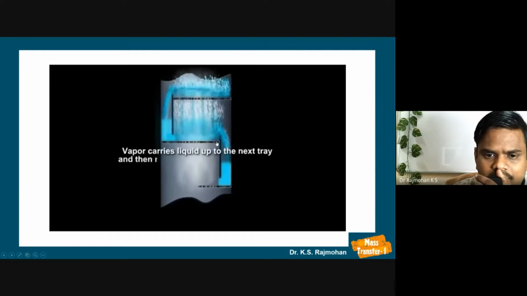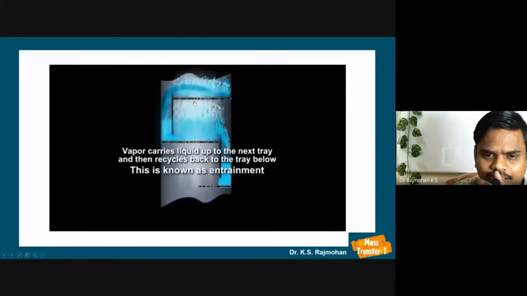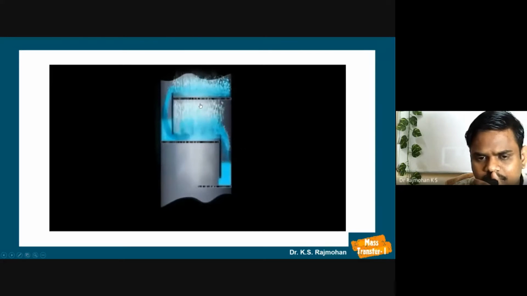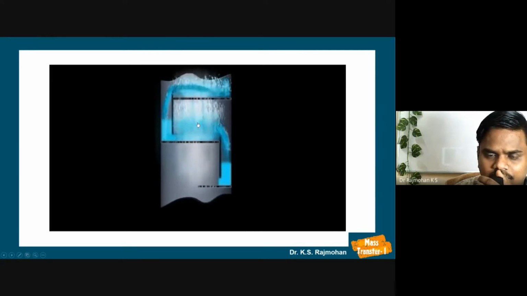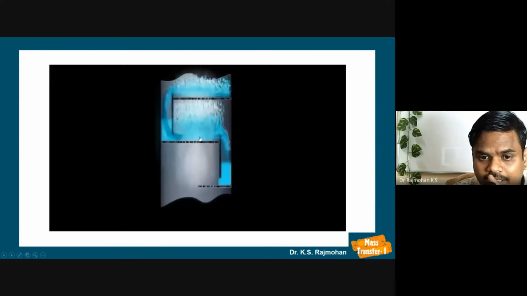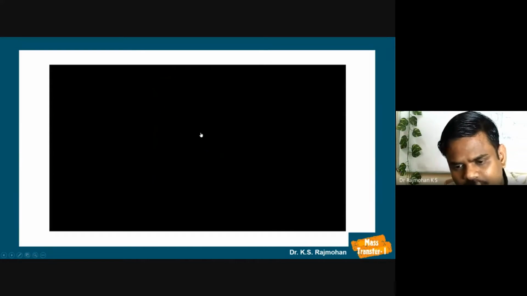When the vapor is carrying the liquid up to the next tray, the same liquid is being repeated. This is the exaggerated one, but you can see the same liquid is recirculated within the two plates. So this is known as entrainment: carry away of liquid by the gases from the bottom plate to the upper plate, and circulation of the same liquid takes place in between the two plates.